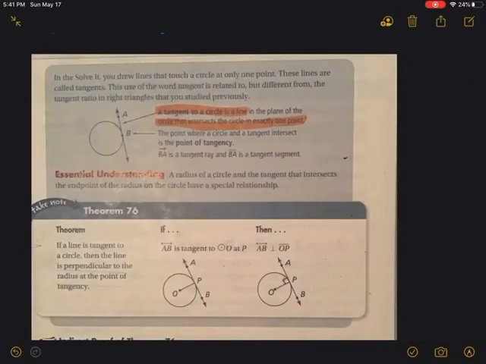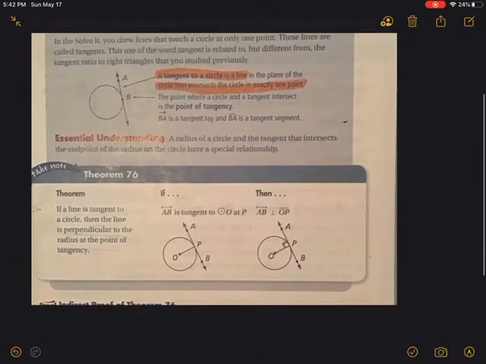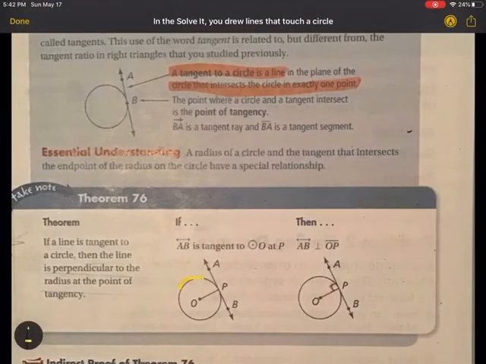If you already have this whole image in your textbook on page 876, let me review theorem number 76. What does it say? It says, in a circle O, if there is any tangent, a line that touches the circle at a point P. So here's the circle, and this line AB touches at point P. So what's true about that point?